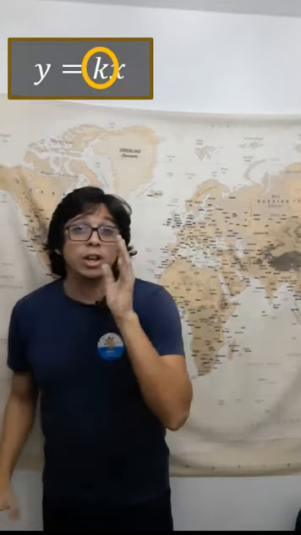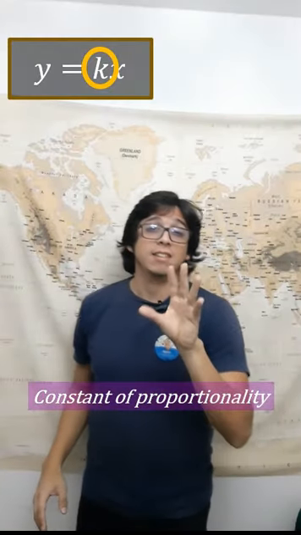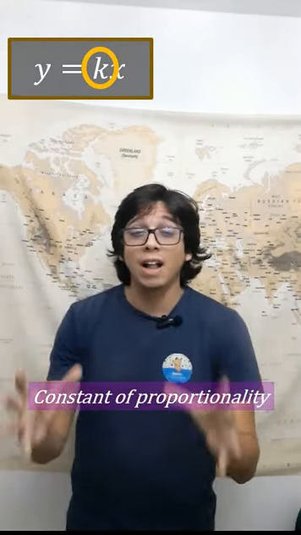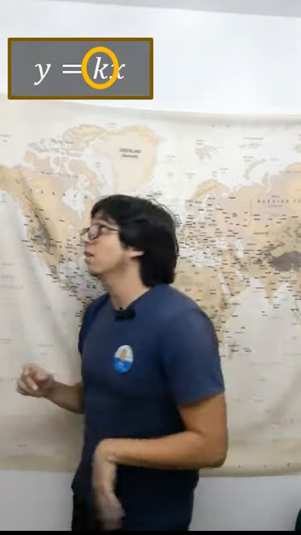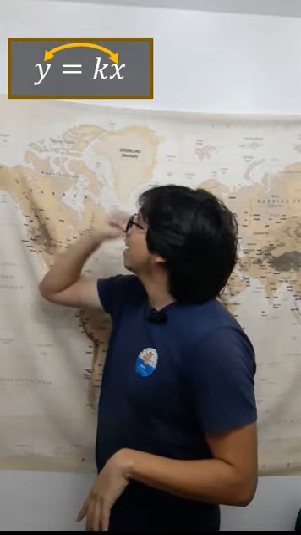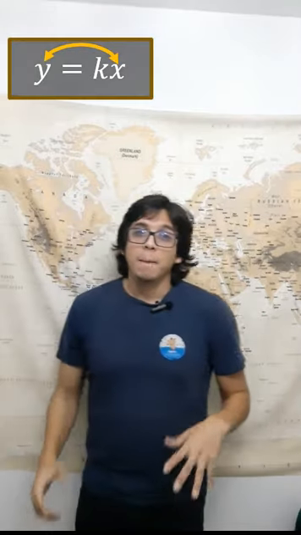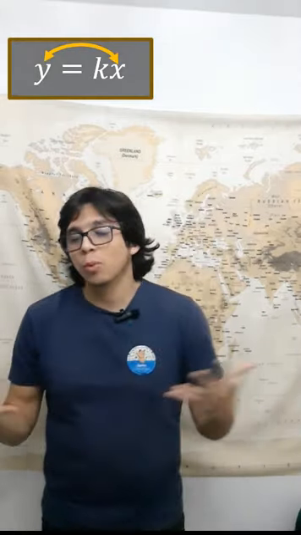That k is called the constant of proportionality, and as its name says, it's a constant value that is not going to change in our equation, but it's going to tell us the relationship between that x and that y. But how do we understand this concept? Well, let's view an example.